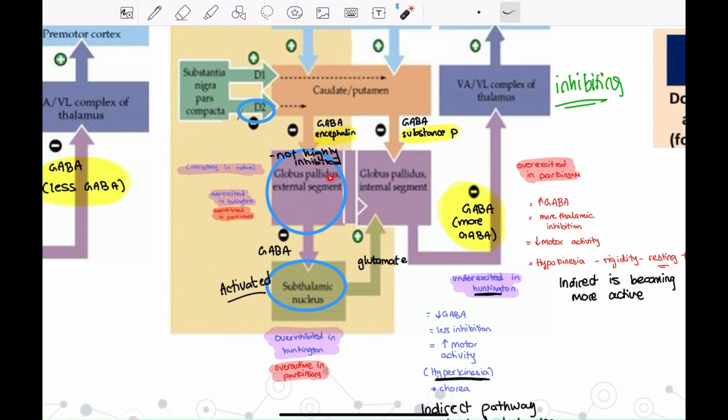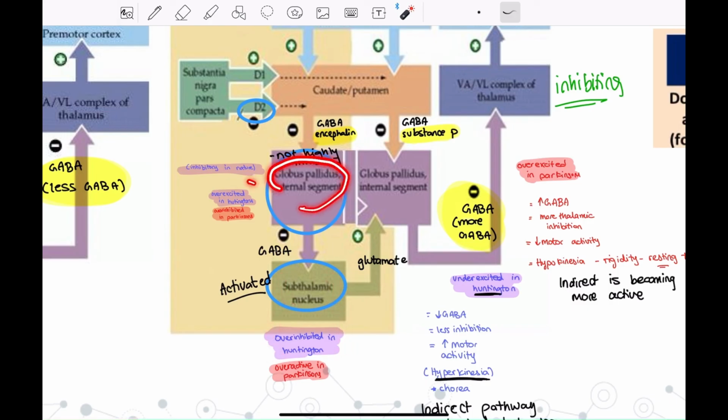It's not going to receive a lot of GABA. The external segment is not going to receive a lot of GABA. Instead, it will receive a little GABA. So that means that it's not being inhibited anymore, it's being excited. And if you're exciting something that's inhibitory in nature, this means it's going to secrete a lot of GABA to the subthalamic nucleus. So the subthalamic nucleus in Huntington's is going to be over-inhibited.